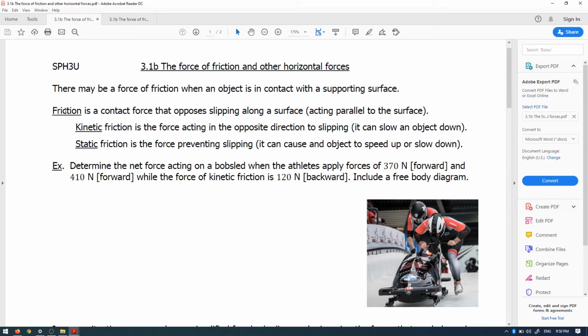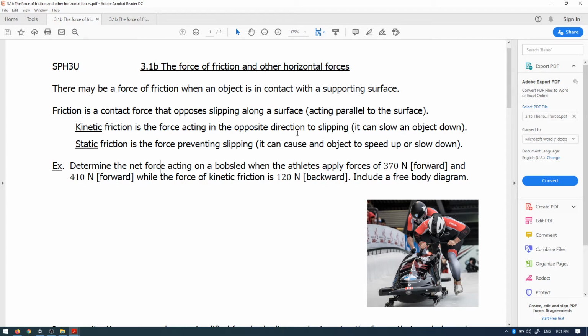There's a friction force that can be applied to an object, and it depends on one property: whether or not the object is moving. If the object is moving, the friction force is very specifically called kinetic friction. If the object is not moving, it is called static friction. The static friction prevents the object from slipping, whereas the kinetic friction is in the opposite direction to the slipping of the object.